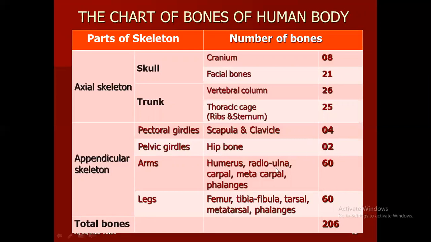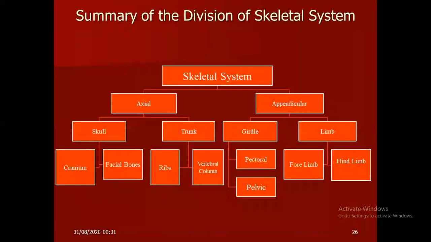Then arms: humerus, radius, ulna, carpal, metacarpal, phalanges. Total number is 60 because we have 2 arms, 2 hands. And 2 legs: femur, tibia, fibula, tarsal, metatarsal, phalanges, its number is 60. So total bones number is 206. So our body consists of 206 bones.